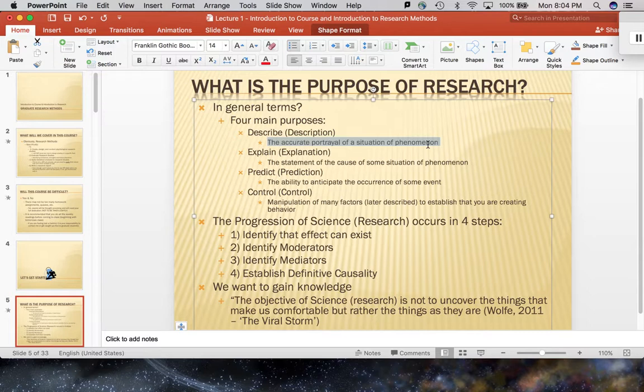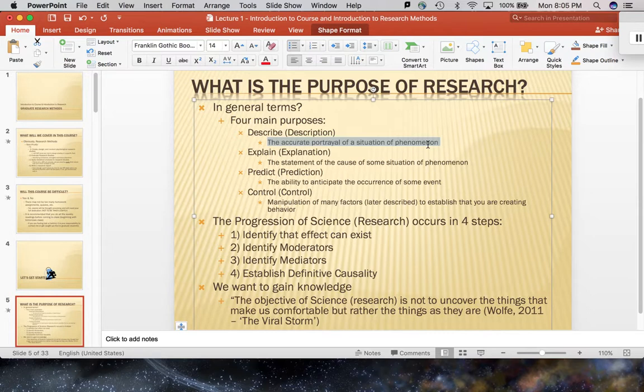So the best way that I really kind of understood this is actually by an author by the name of Wolf. I believe his name is Jeremy Wolf, if I'm not mistaken. He wrote this book, The Viral Storm. The book is not that great, and I'm sorry if Jeremy Wolf is listening to my lecture, but your book was not that great, unfortunately. But the book actually had one really awesome quote, and this was the statement that I got from it, and I always put it now on all my research methods and statistics courses. He said, the objective of science or research is not to uncover the things that make us uncomfortable, but rather the things as they are.